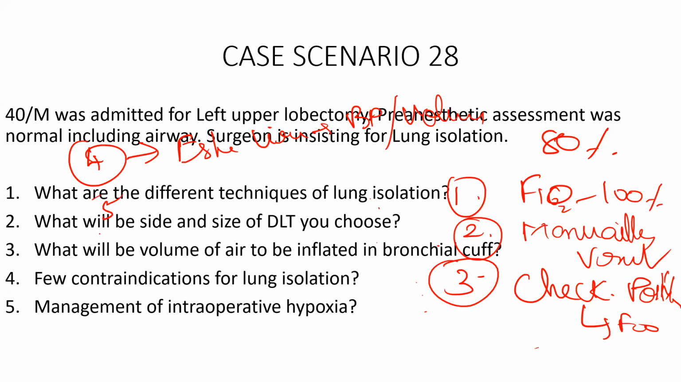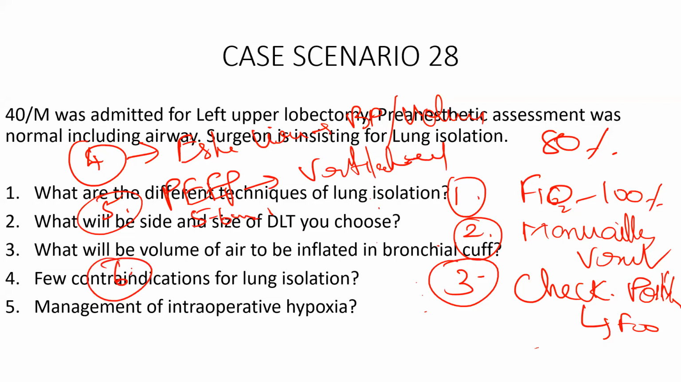What is step number 5? Keep the volatile anesthetic agent. PEEP to the lung which is ventilated. Most important thing: don't give PEEP to the non-ventilated lung. PEEP to the lung which is ventilated, so you have to apply PEEP of 5 to 6 centimeters of water. Then CPAP of 1 to 2 centimeters of water for the non-ventilated lung. People tell it the opposite, don't do that. CPAP should be applied to the non-ventilated lung.